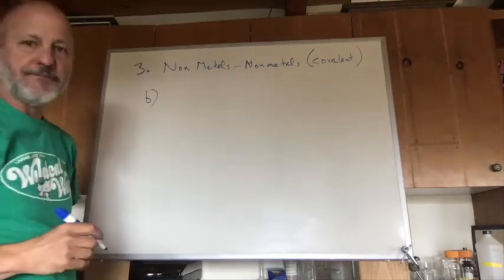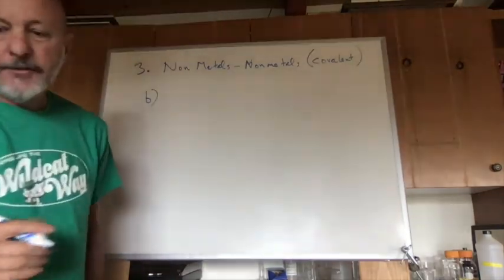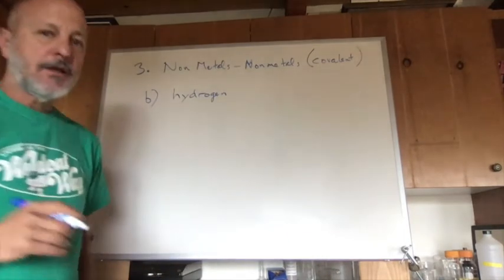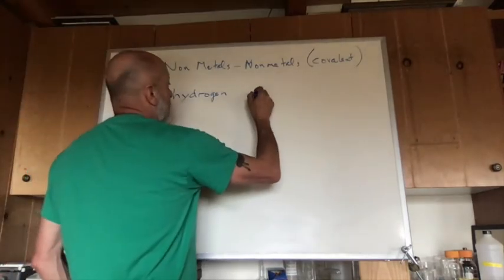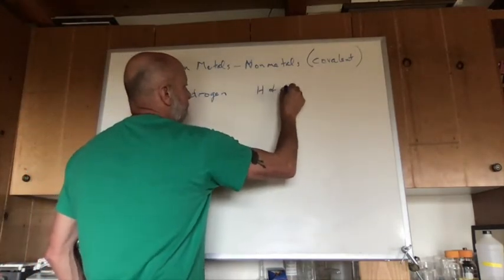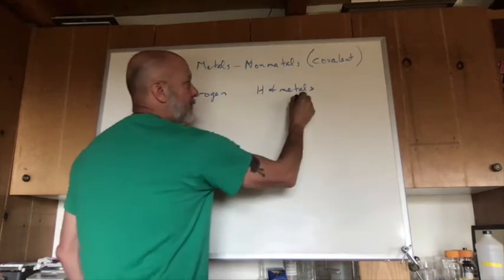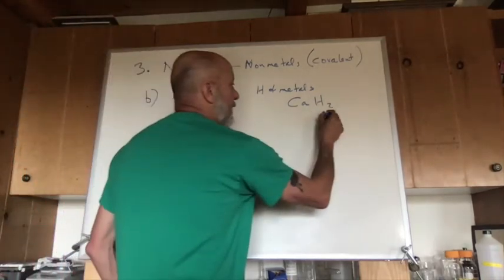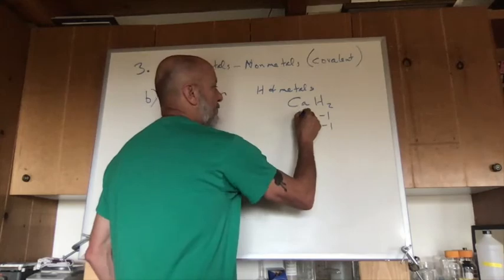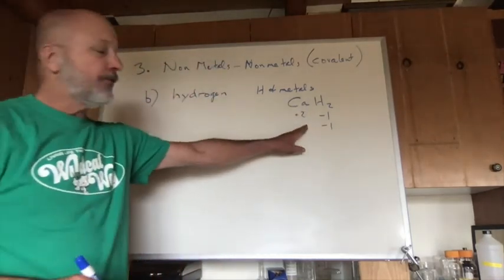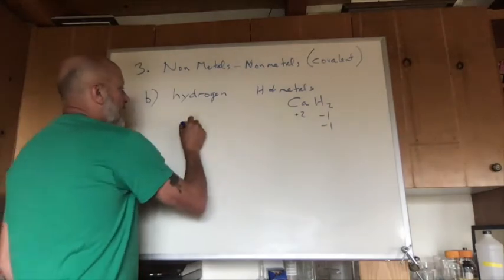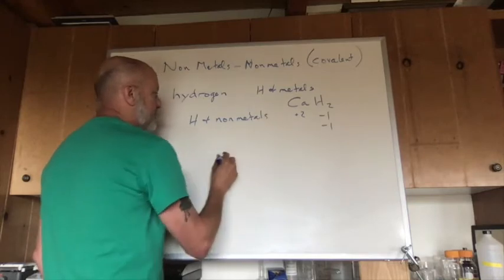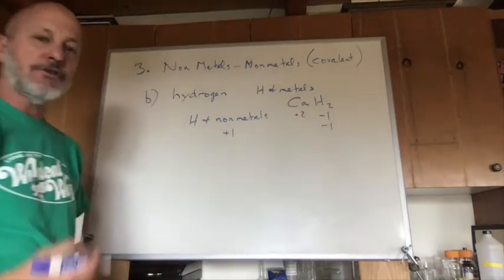Second, rule B. Does it have hydrogen? If yes, hydrogen and metals. Those are hydrides, for example, calcium hydride. In that case, the hydrogen gets a -1 oxidation state. Calcium, of course, is a +2. When it's bonded with metals, these are not as common. If it's H and nonmetals, much more common. The hydrogen gets a +1 oxidation state.